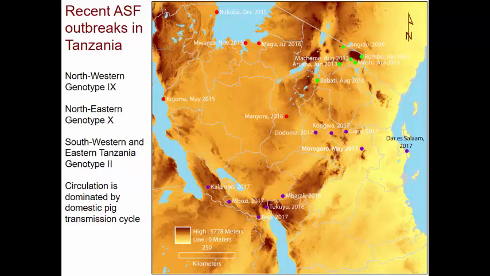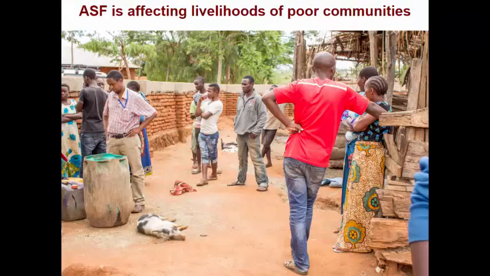So the circulation is dominated by the domestic pig transmission cycle and not the sylvatic cycle, as has been stated in previous studies. From this current study, African swine fever has been found to be affecting a number of livelihoods. Most of the communities that keep pigs are poor communities, and they keep pigs as the source of their income.